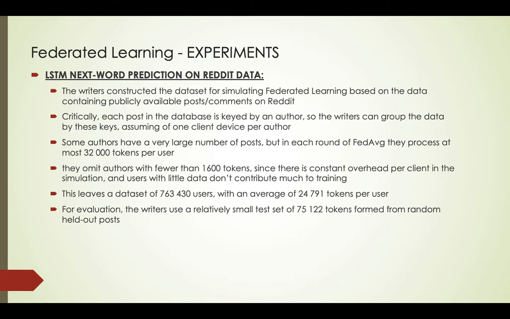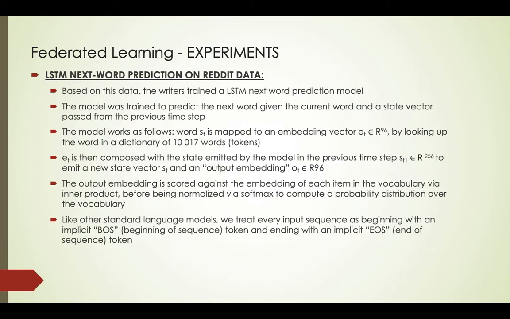This leaves a dataset of 763,430 users with an average of 24,791 tokens per user. For evaluation, the writers use a relatively small test set of 75,122 tokens formed from random held-out posts. Based on this data, the writers trained an LSTM next word prediction model. The model was trained to predict the next word given the current word and a state vector passed from the previous time step.